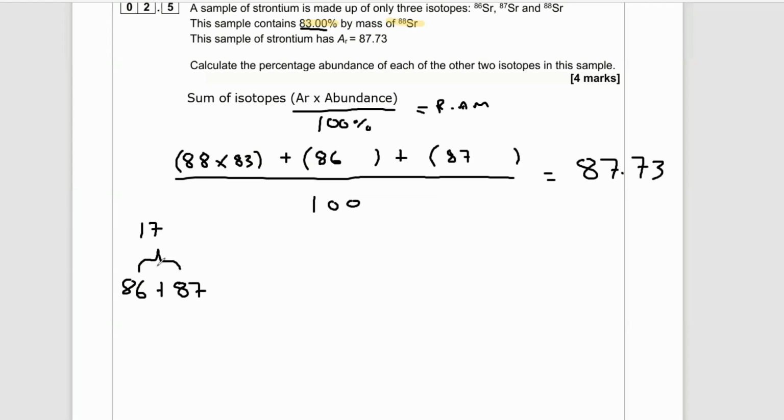And that's 17%. We know that the isotope with a mass of 88 is 83%, so that only leaves 17% of strontium isotopes left. And so 86 plus 87 must equal 17, which tells me, for example, let's just say 86 is 12%, then that means that 87 must be 17 minus 12, right? 87 must be 5% if 86 is 12%. So in that case, we can say 86 is X because we don't actually know what it is, and 87 must be 17 minus X.